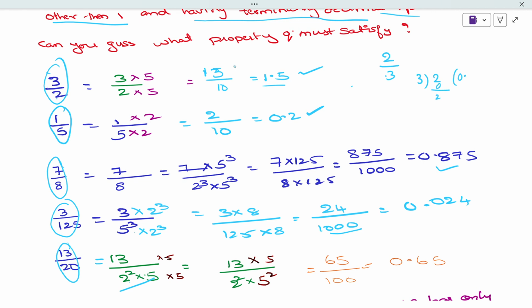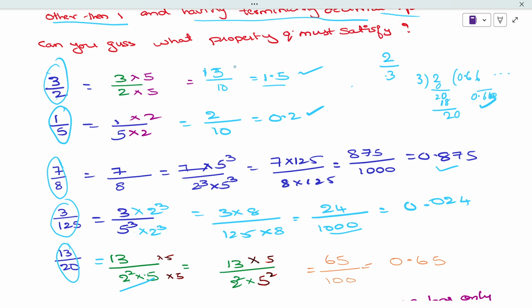And decimal point, 0. 3 sixes are 18. 18 means again you are getting 2. Again 0. 6. So we are getting 0.666 bar. 0.6 bar you are getting. 666 is nothing but 0.6 bar. So this is not terminating.